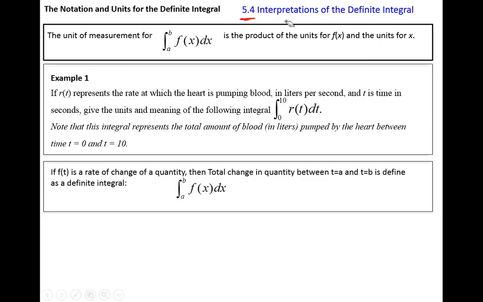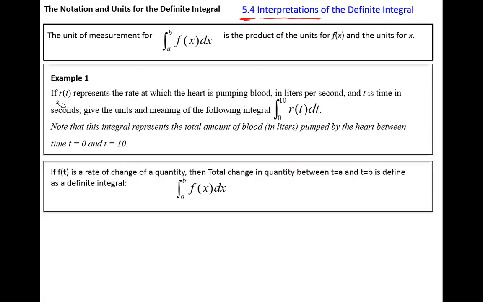That's what we have to know. We have to know how to make the interpretation of a definite integral. You know the symbol, you know the notation, you know the meaning, you know how to calculate from the graph, from the application, from the table. Now we just have to know how to make the description, the interpretation. I took an example from your textbook.